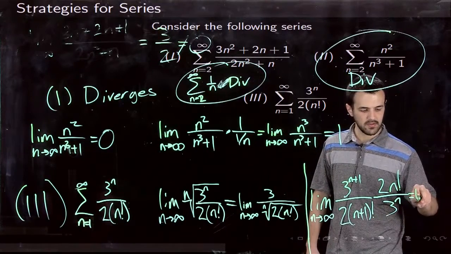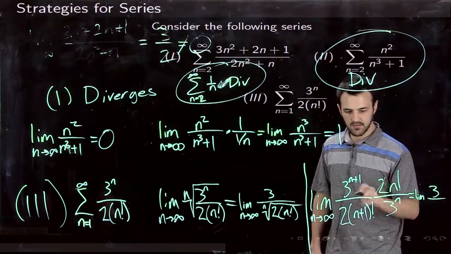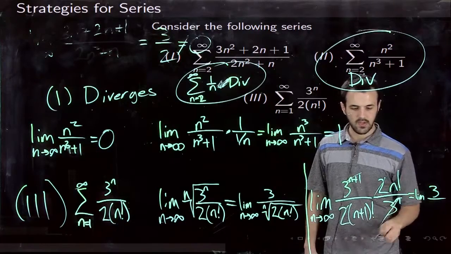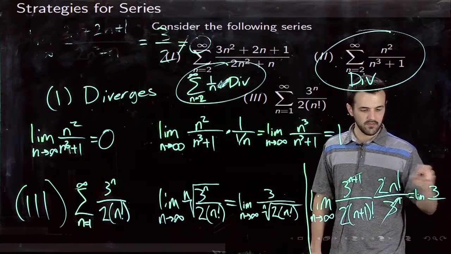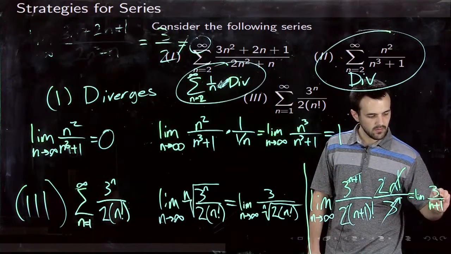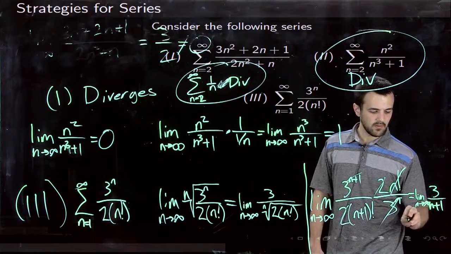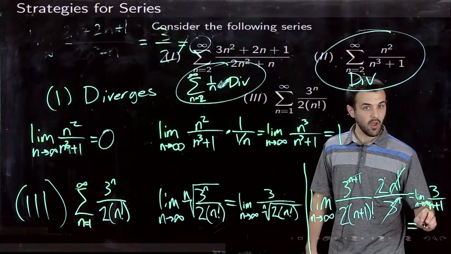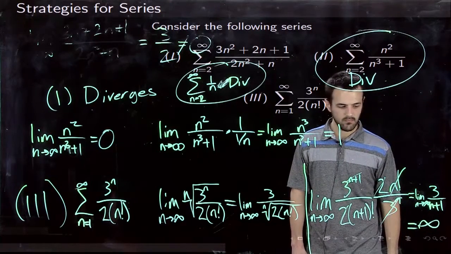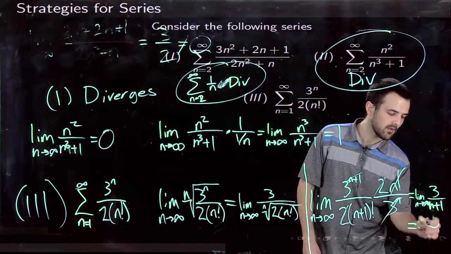Equals the limit of 3 over, the 2's cancel, with the exponents cancel there. And then our n factorial is going to cancel with all but an n plus 1. And that's just going to be equal to infinity. And so, wait, 0, sorry. Oh man, 0.